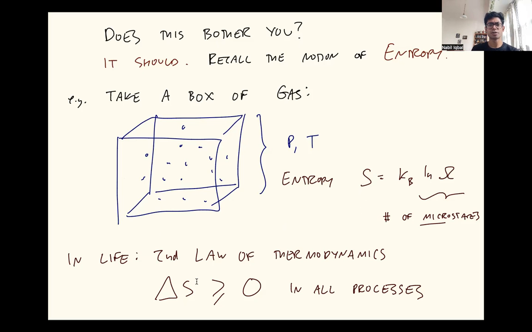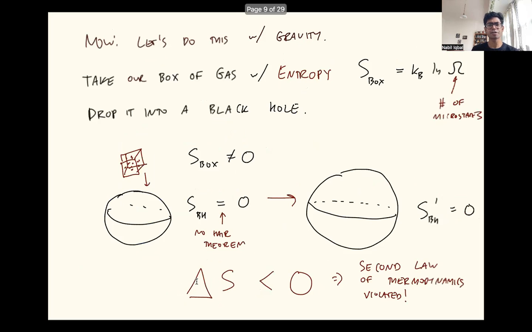Okay. So now let's think about the box of gas and the entropy in a framework that has gravity in it. So let's do the following thing. Let's take our box that has some entropy. Okay, so here's a box of gas. Take our box of gas, which has some entropy, given by Kb times log omega, where omega is the number of microstates of the particles in the box. Let's take this box and let's hold it near a black hole.